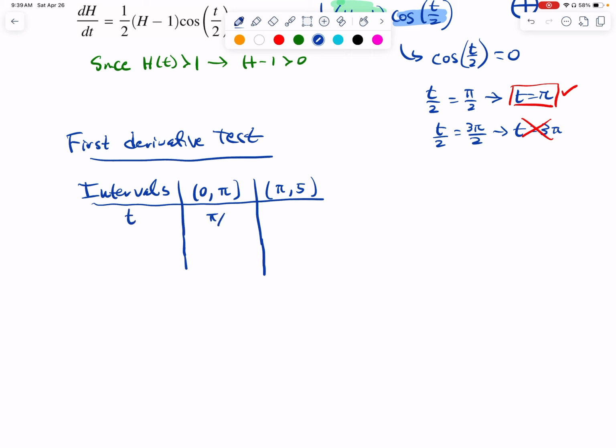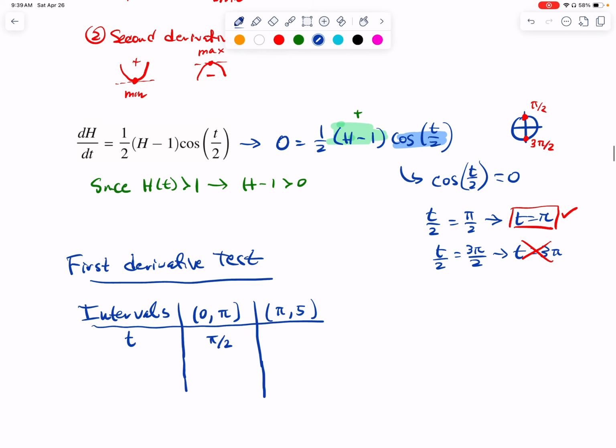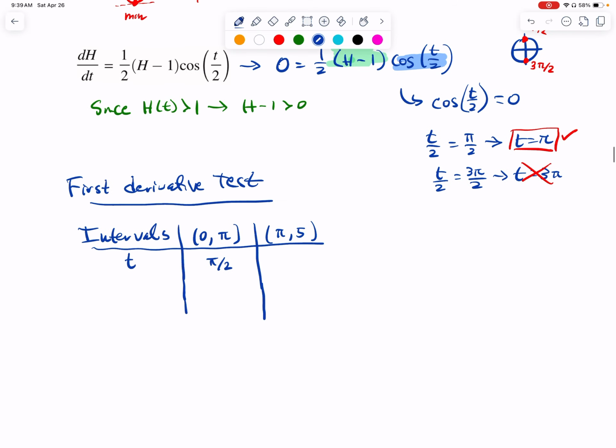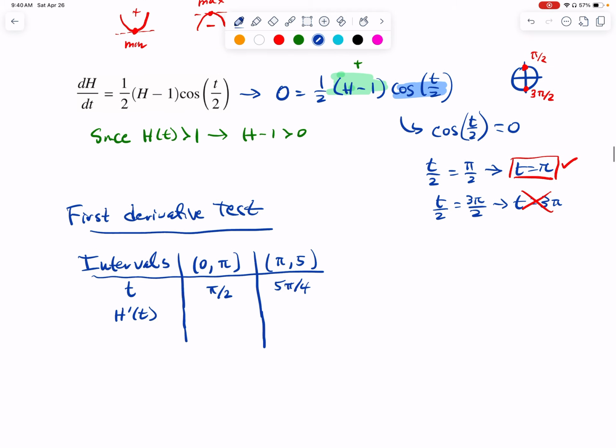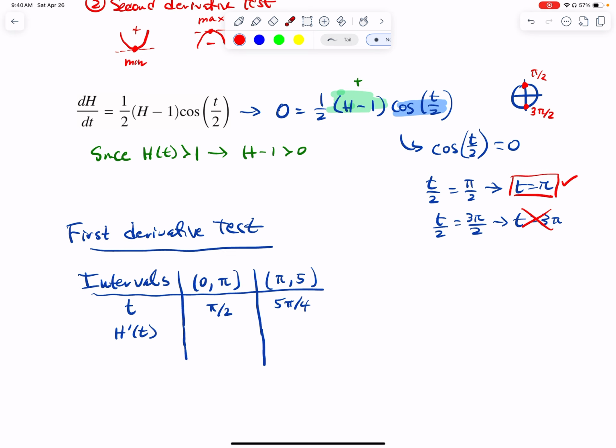I might do something like pi over 2 here. And I need something bigger than pi on my unit circle. So, I don't know, maybe this is 1, 2, 3, 4, 5 pi over 4. It should work. Right, and then we want to know what is the sign of h prime of t, or dh/dt if you prefer. Okay, so if we were to stick these back into our derivative here, remember, this part is always positive. You can disregard it. We only really care about the cosine of t over 2.